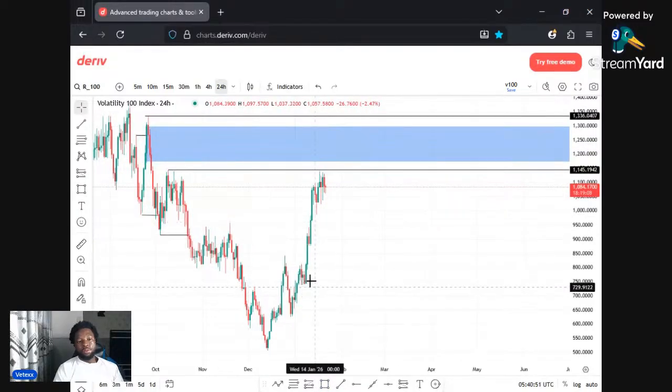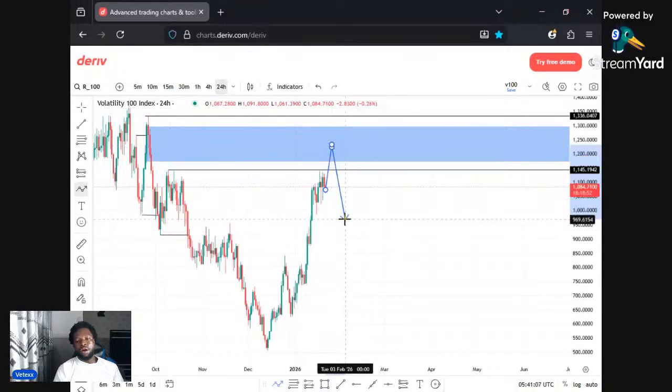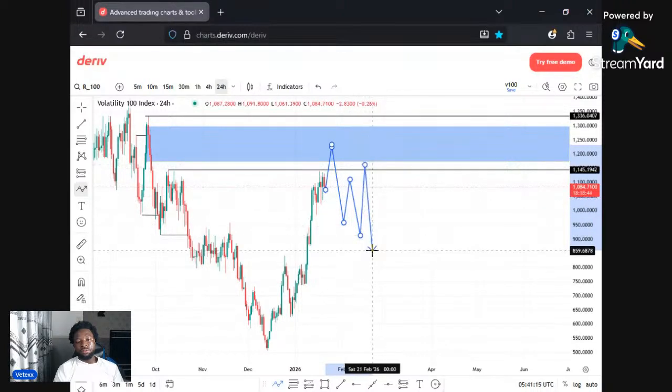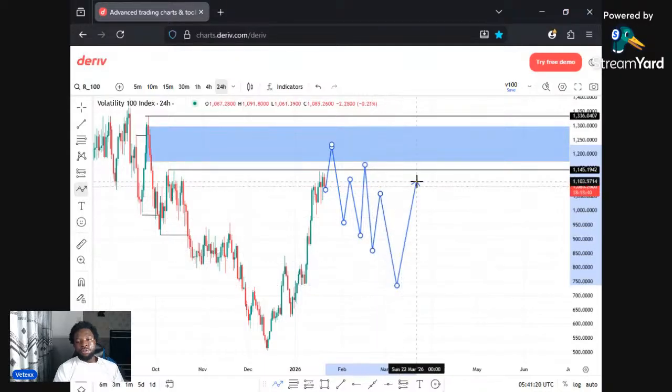So what do we anticipate? Remember, this is the 24-hour time frame. And what it does is that it gives us a continuation on the 4 hour. It gives us a direction of where price is coming to and where price is going to. So once you tap into this zone, we will anticipate a 4 hour continuation like this.